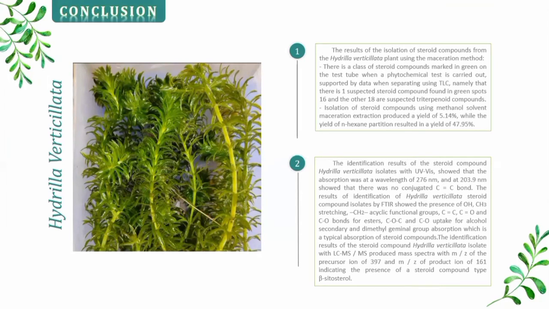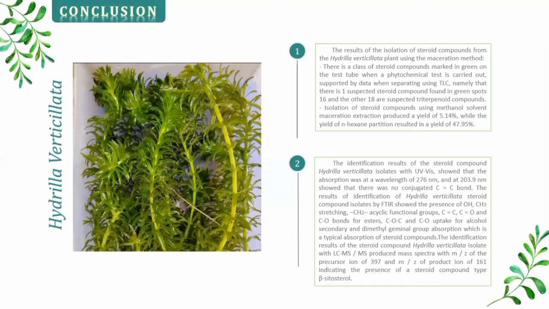Isolation of steroid compounds using methanol solvent maceration extraction produced a yield of 5.14%, while the n-hexane partition resulted in a yield of 47.95%. And the UV-Vis identification result of the steroid compound Hydrilla verticillata isolate showed absorption at a wavelength of 276 nanometers and at 249 nanometers, so there was no conjugated C=C.